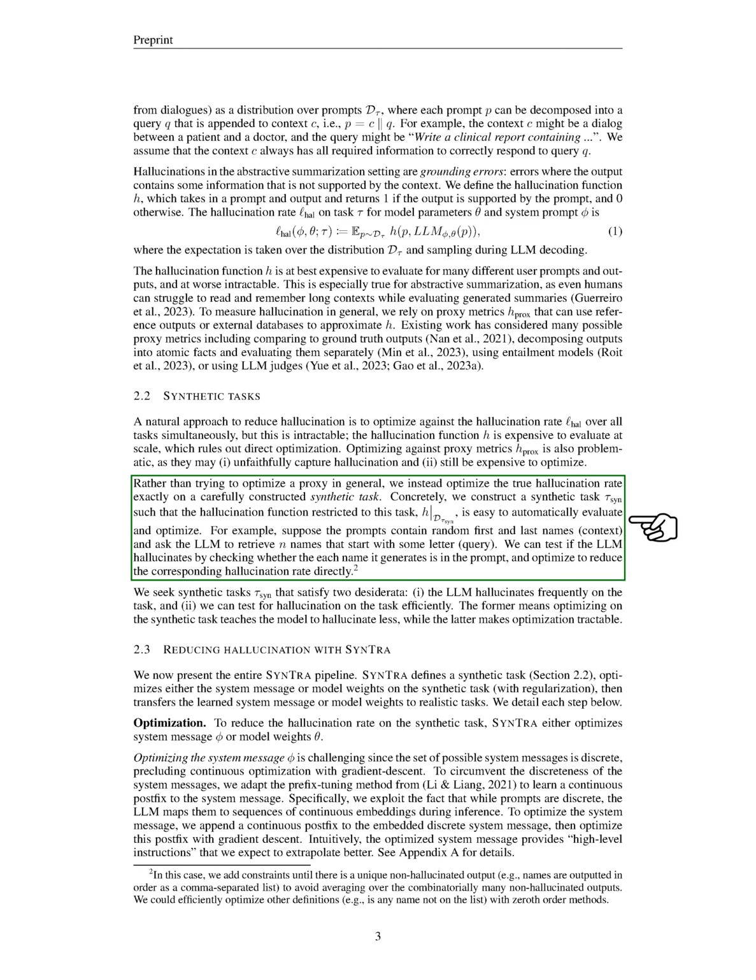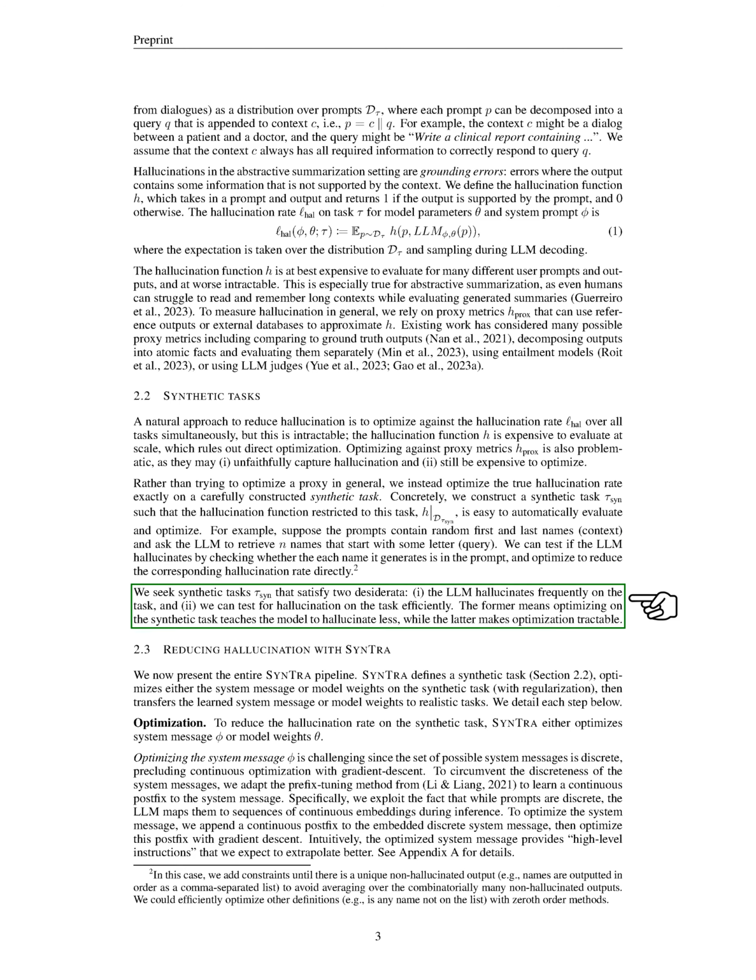Instead of trying to optimize a proxy, we focus on optimizing the true hallucination rate on a specially designed synthetic task. We create a synthetic task in such a way that the hallucination function, when applied to this task, is easy to evaluate and optimize. For instance, if the prompts contain random first and last names and ask the language model to retrieve a certain number of names that start with a specific letter, we can check if the model hallucinates by verifying whether each name it generates is in the prompt. We can then optimize to reduce the hallucination rate directly.